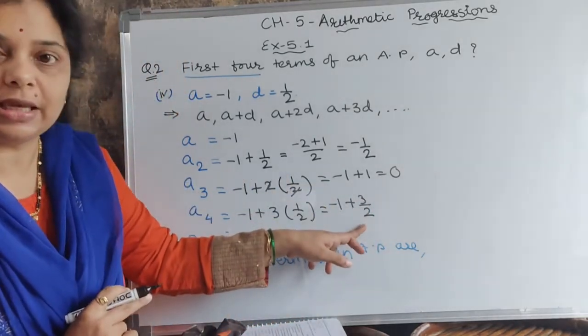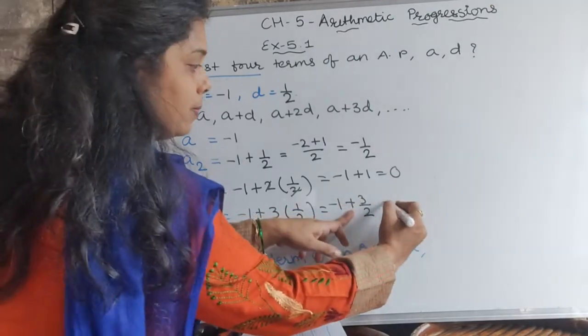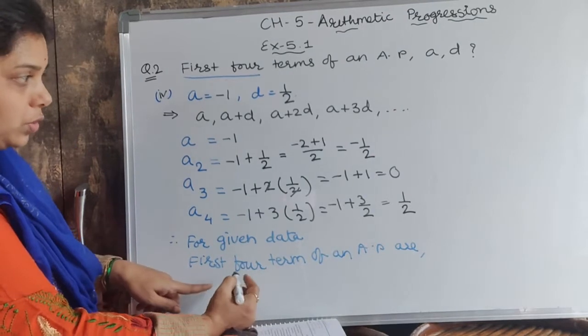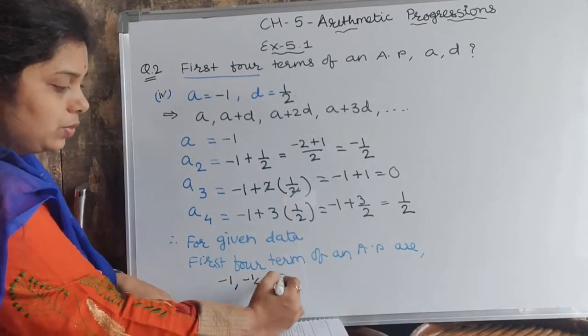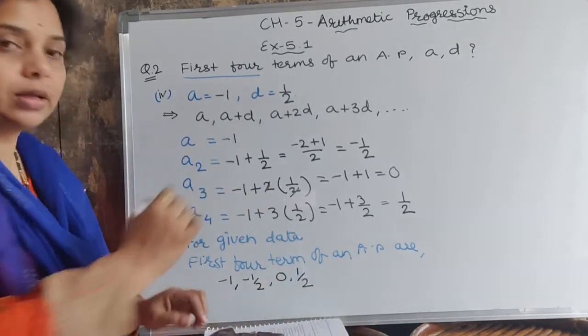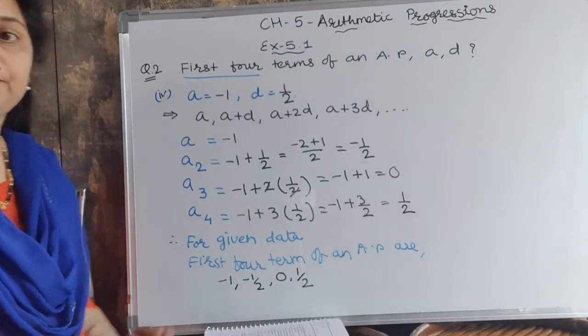Again we have to take LCM. So 2 into minus 1, so minus 2 plus 3. So here it is 1 by 2. So all the first 4 terms are minus 1 by 2, 0 and 1 by 2. Is it clear? Okay. Now move to the last one.